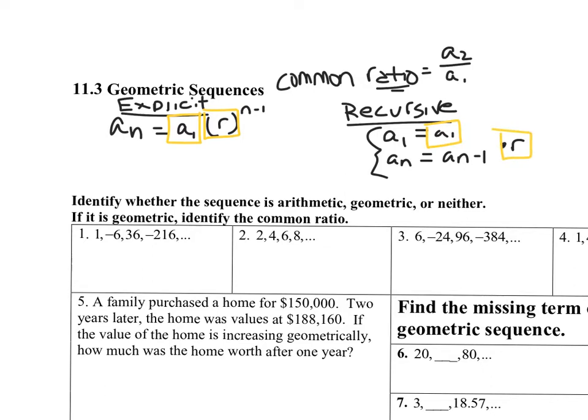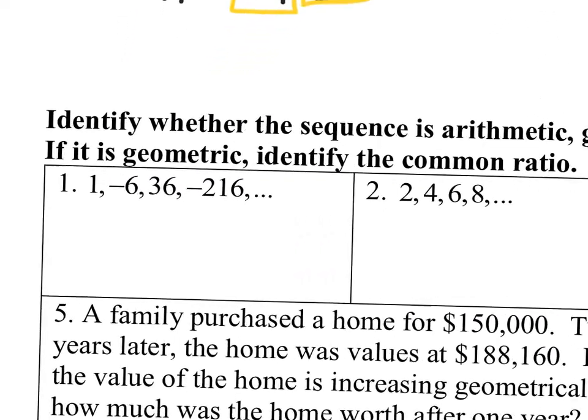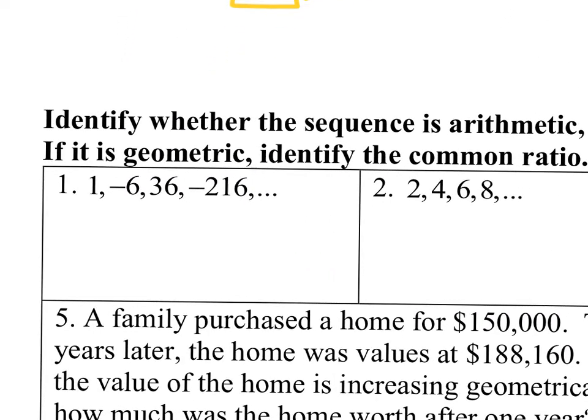So first one, identify whether the sequence is arithmetic, geometric, or neither. If it is geometric, identify the common ratio. On this one, I'm noticing that it's going from positive to negative to positive to negative. In that case, it will never be arithmetic because either all the numbers will decrease or all the numbers will increase if it's arithmetic, and increase or decrease by the same number.